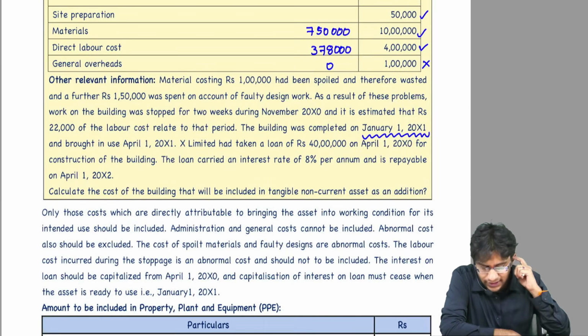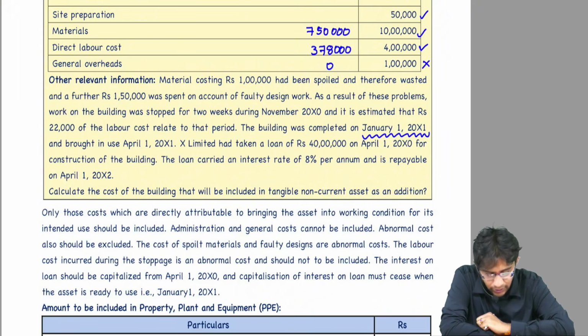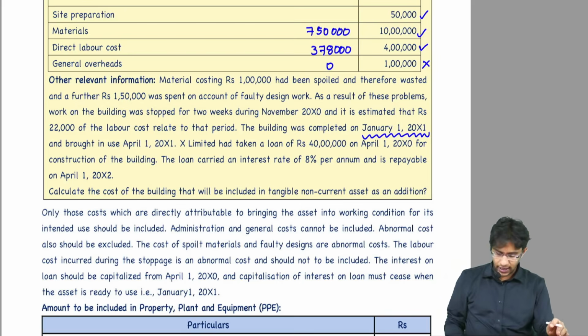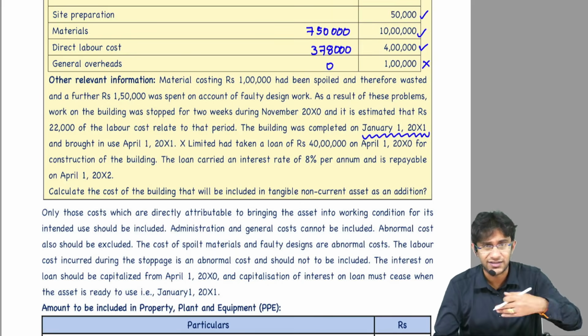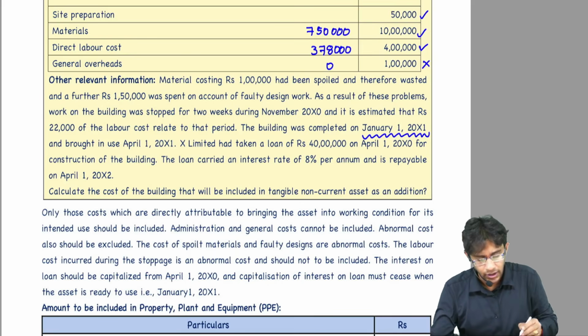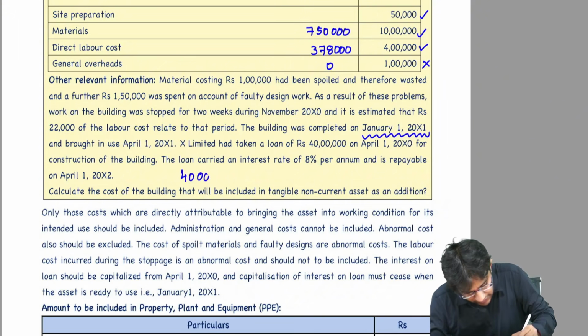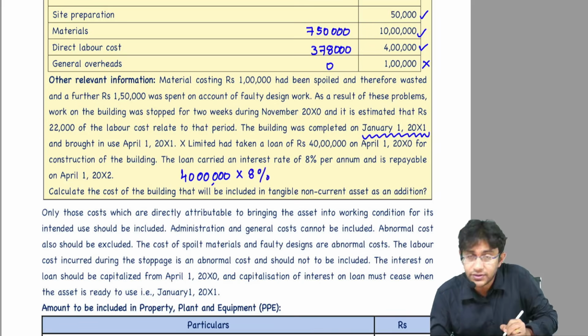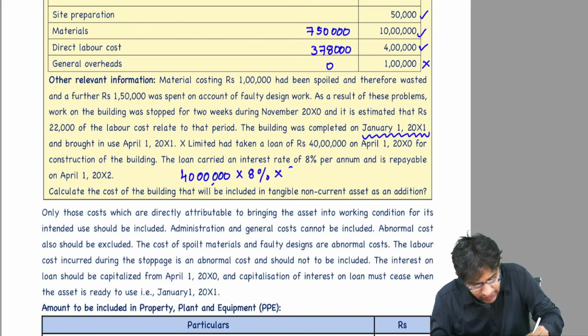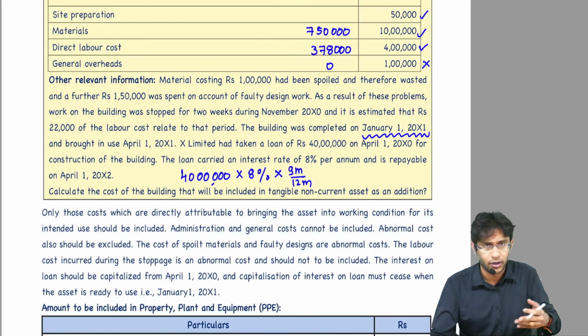Excel Limited has taken a loan of 40 lakhs on 1st April 20x0, year beginning, for the construction of a building. The loan carried an interest rate of 8% per annum and is repayable on 1st April 20x2. So indirectly now he is saying that a building you have constructed using borrowed funds, and this is not a ready-made building, it's a constructed building, it is taking some time also. Now 40 lakhs loan into 8% interest. This is for full year, but my construction period is only 9 months, April to January, or 1st January, or April to December ending.